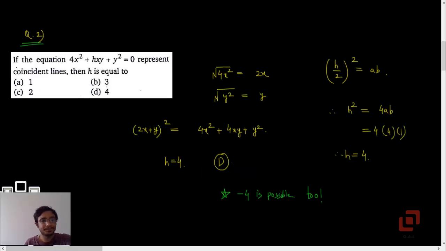Question number 2. If the equation 4x squared plus hxy plus y squared equal to 0 represents coincident lines, then h is equal to 1, 2, 3 or 4. Because this is a homogeneous equation of second degree which represents coincident lines, it must be in the form (ax plus by) the whole square, because when two lines are coincident, they have the same equation.